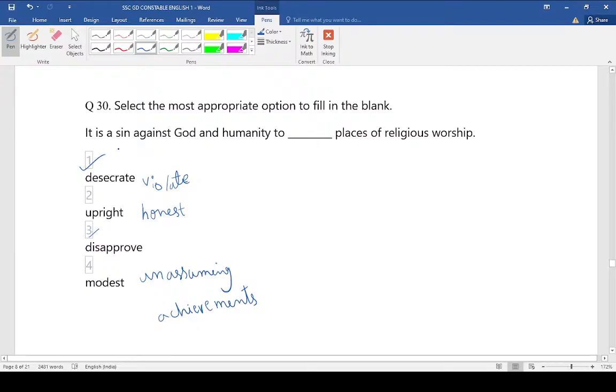Desecrate will come. Violate places of religious worship. Disapprove is nothing but they are not going to promote here. So it won't come. It is related to that but it won't come. Desecrate is the correct accurate word now. So now we will go for the next question.